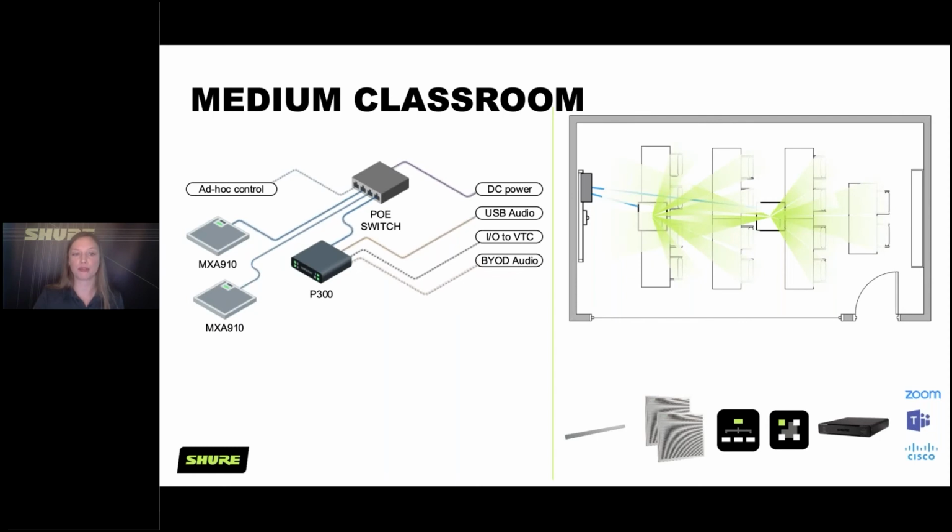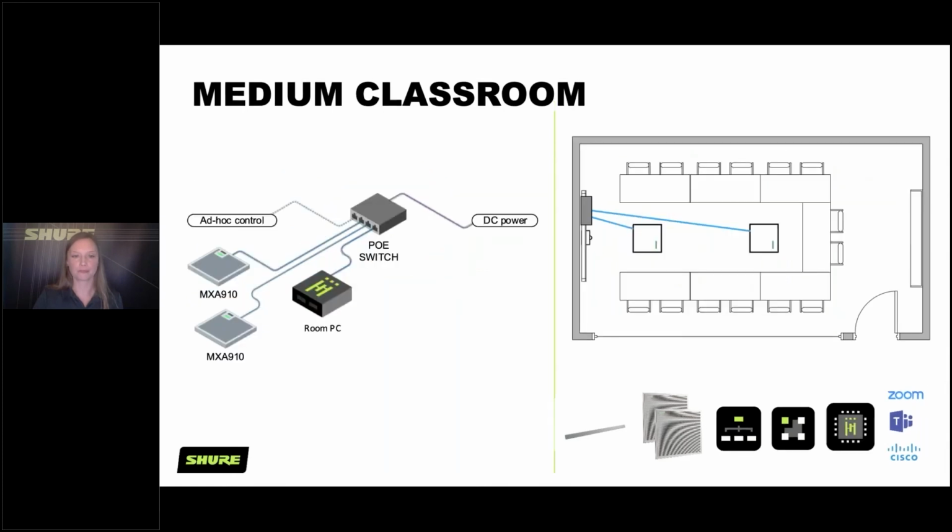Of course, we could use the P300 to support remote learning if we wanted to. We've got USB and also analog connections for hard and soft codecs. This is a reconfigurable space, perhaps. So our arrays are going to stay in the same spot. So those MXA 910s will remain where they were in the previous example. But what we're going to do is recall a different preset. And that can support a different seating layout. So here again, we have very, very consistent coverage. You know, it's identical coverage and quality to the previous example.